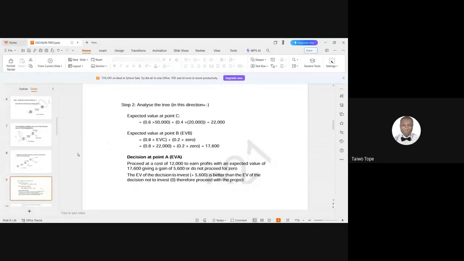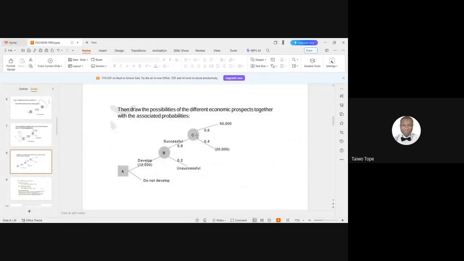22,000. That is at point C, isn't it? So the EV at point C is what? 22,000. So it means if the project is successful, your expected outcome should be 22,000 at point C. Because the two conditions are either good or poor, when you experience the two conditions, the expected value would be the probability multiplied by the outcome.